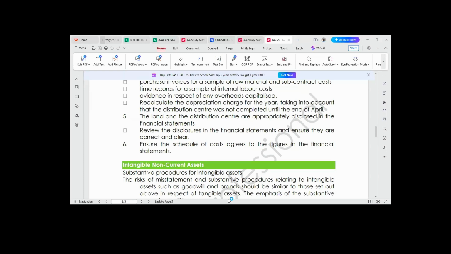Other examples of intangible non-current assets are also intellectual property. You cannot see this intellectual property, but it does exist. So all of these come under what we know as intangible non-current assets.